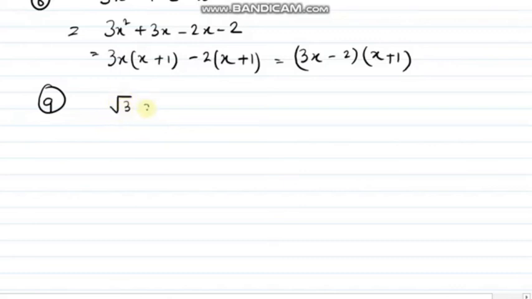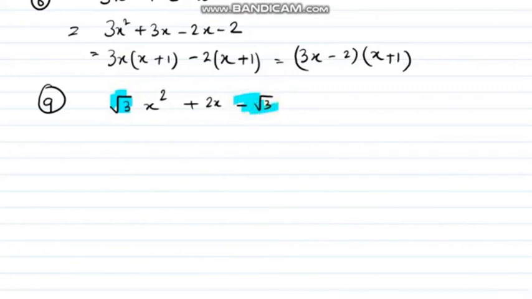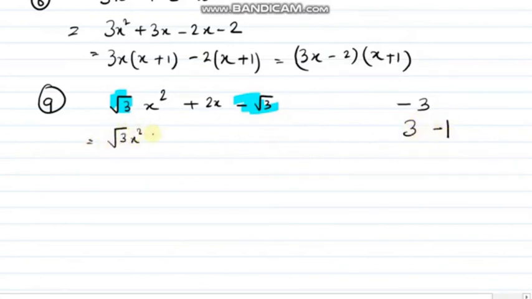Now next one, root 3x square plus 2x minus root 3. So what's their product? Product of coefficient of x square and constant term. Product is root 3 into root 3 is 3. So product is minus 3. I have to write the middle term 2x using two numbers such that their product is minus 3 and sum is 2. 3 and minus 1, right? So I will write it as root 3x square plus 3x minus x minus root 3.